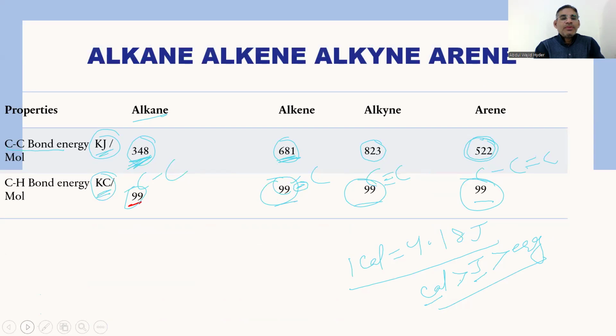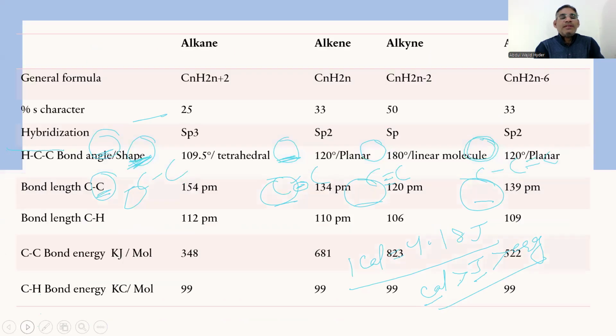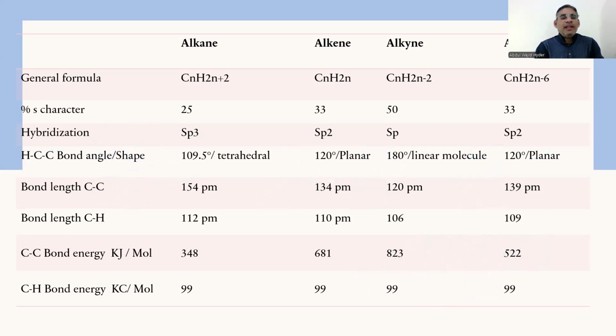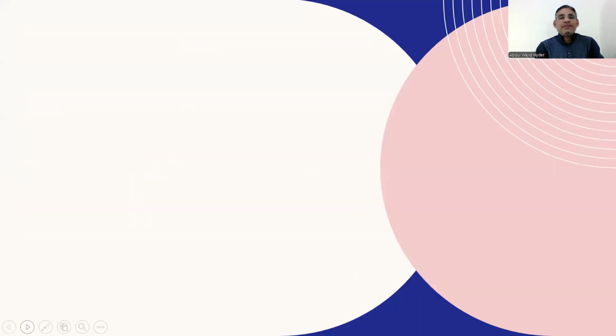Now see, these were the few properties of this alkane, alkene, alkyne, and arene. We have compared them. Now all these properties, what we studied today, are here. We have written all these properties together so that you can remember all of them easily.